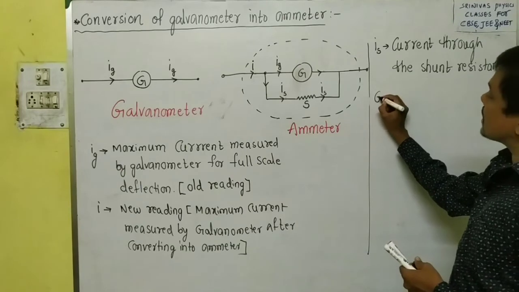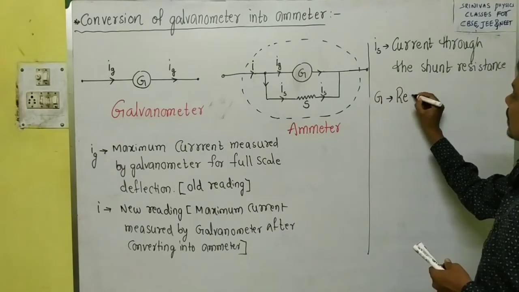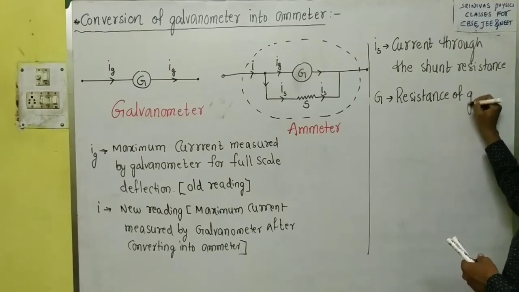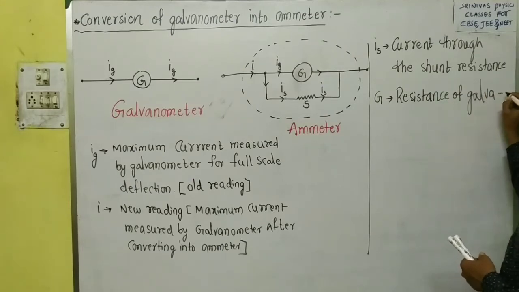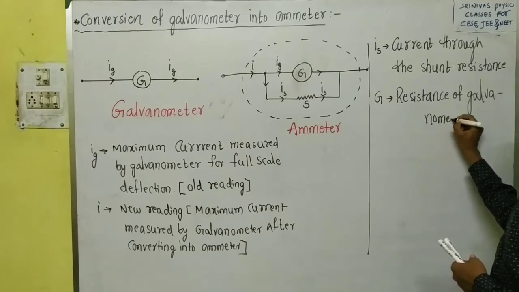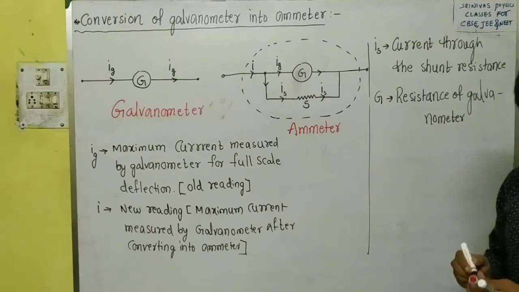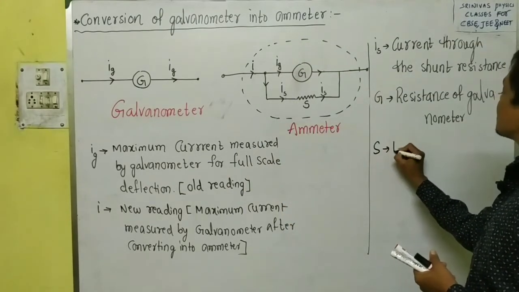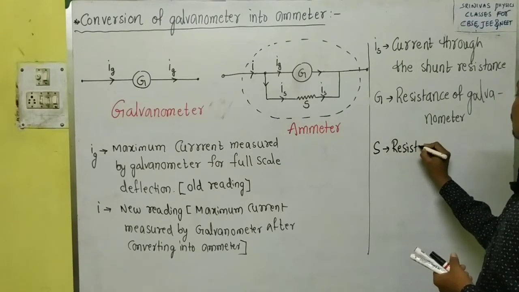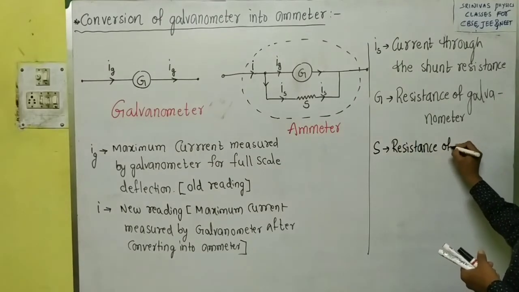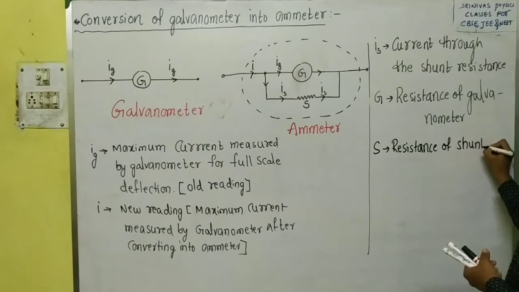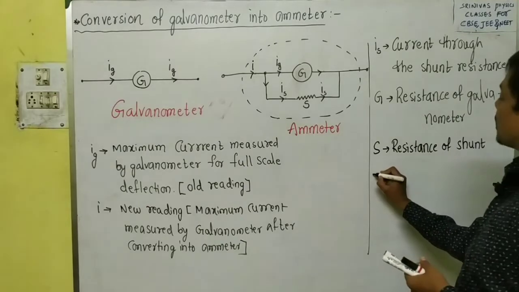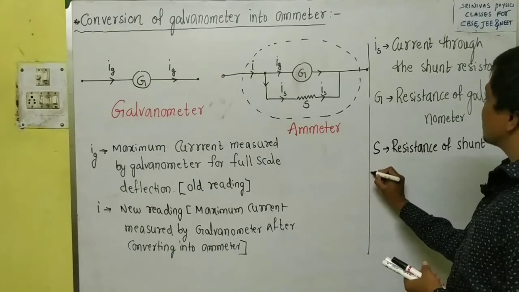What is G here? G is the resistance of the galvanometer. And what is S here? S is the resistance of the shunt. Okay, resistance of shunt. These are the terms.